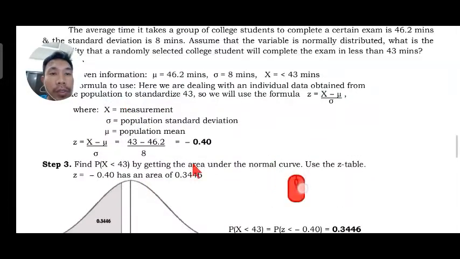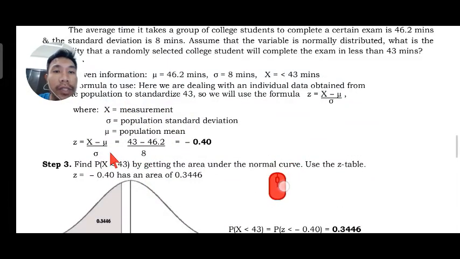Okay, so z-score, our x or our score or our measurement is 43 minus 46.2, which is our population mean, over 8, which is our population standard deviation. So let us compute this one. So the answer for this one, 43 minus 46.2 over 8, is equal to negative 0.40.